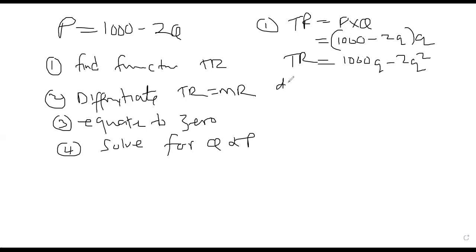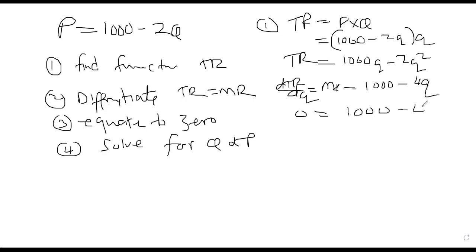So we're going to differentiate. That will be dTR over dQ. So that will be 1,000 minus 4Q. Then? And then we're going to equate to 0. Yes. So negative 4Q will move to the other side and become a positive 4Q, and then we divide both sides by 4. Correct. So what becomes our Q?